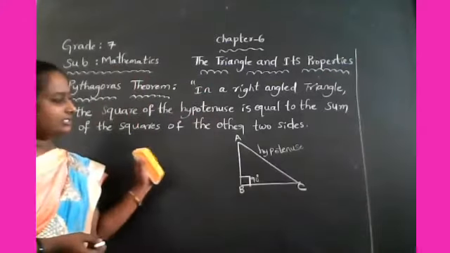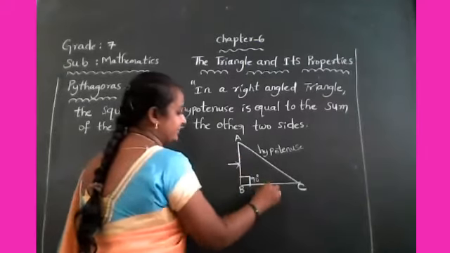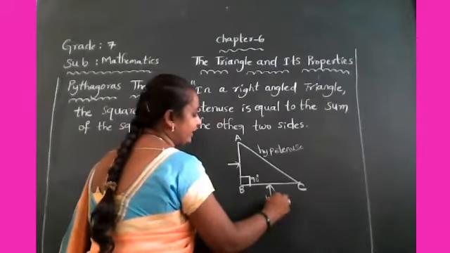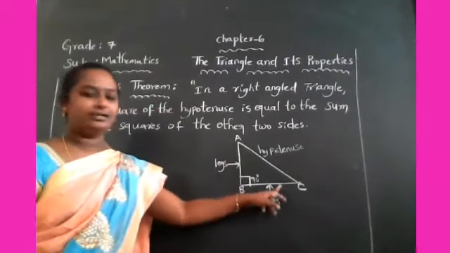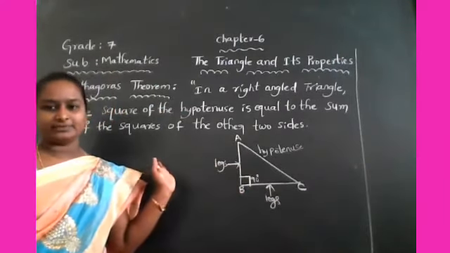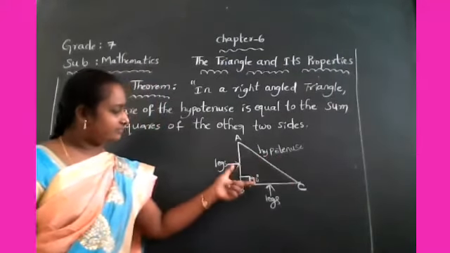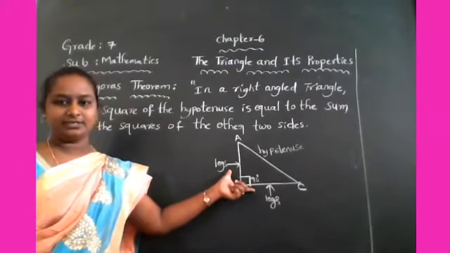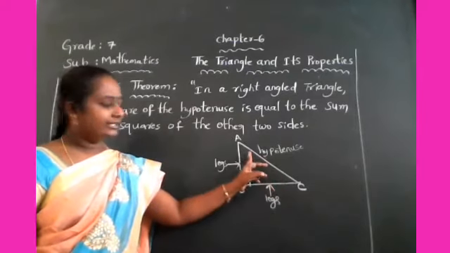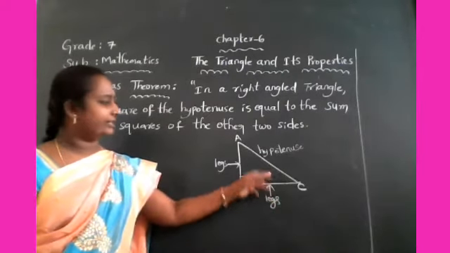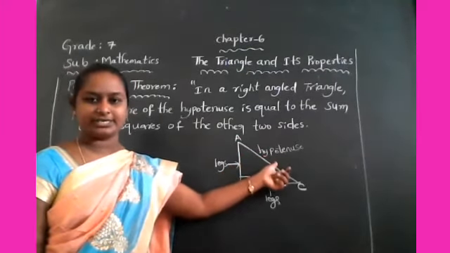Hypotenuse. The remaining are the sides, which we can also call legs. So in a right angle triangle, it has special names. What are they? Hypotenuse, and it has two legs. This hypotenuse is the longest side. Here AC is the longest side. We can call it the hypotenuse.